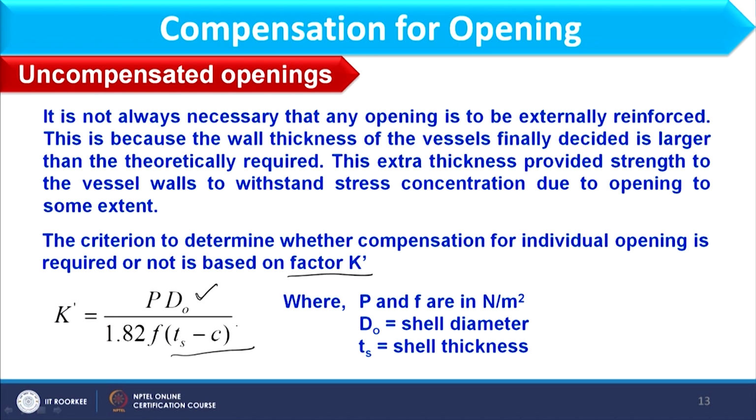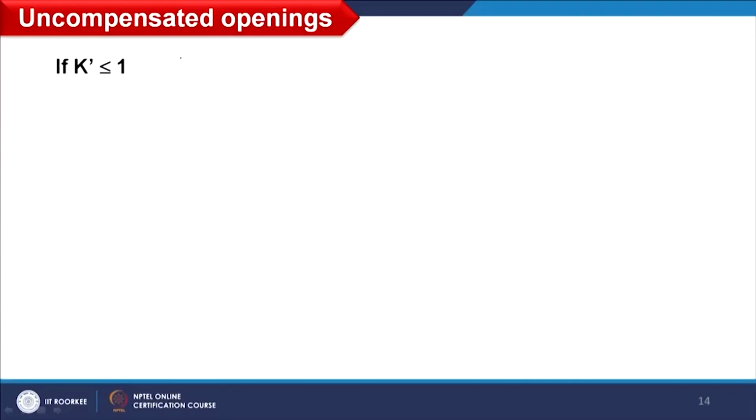So, based on this expression, first of all we calculate the K dash value, and then based on that K dash we have different criteria. Let us focus on these criteria. If K dash is less than or equal to 1, an opening with diameter less than 0.05 meter need not be compensated. What is the meaning of this?